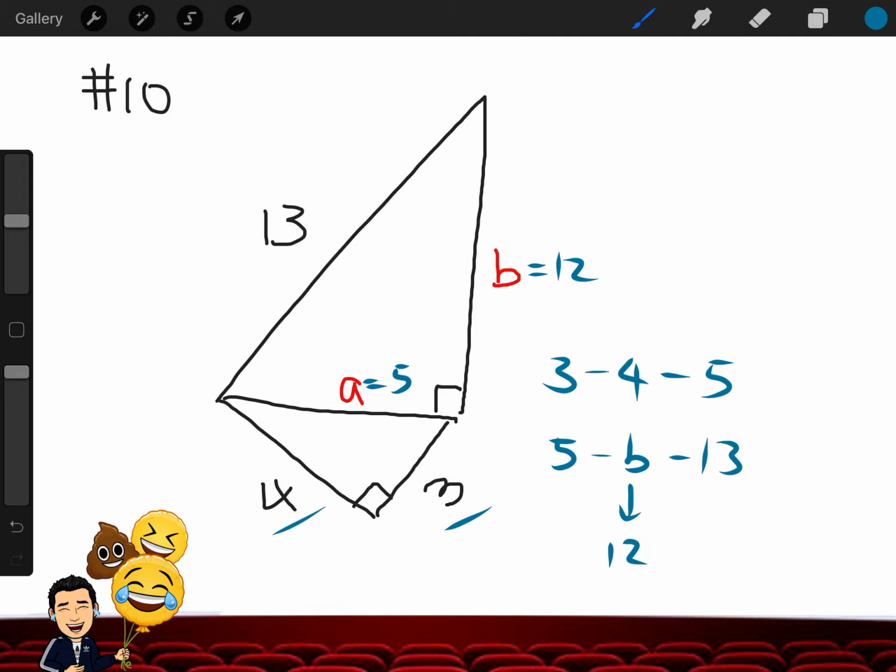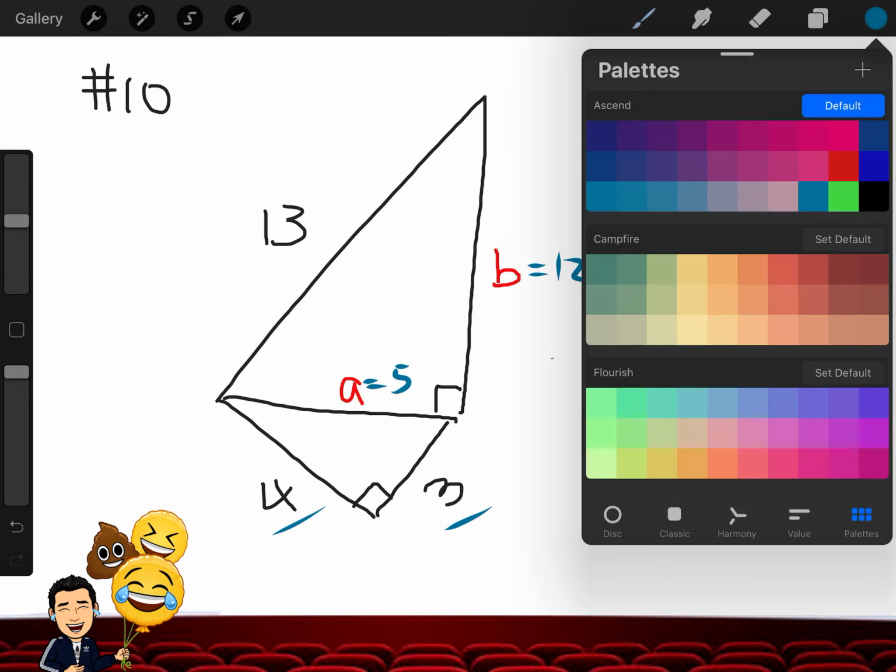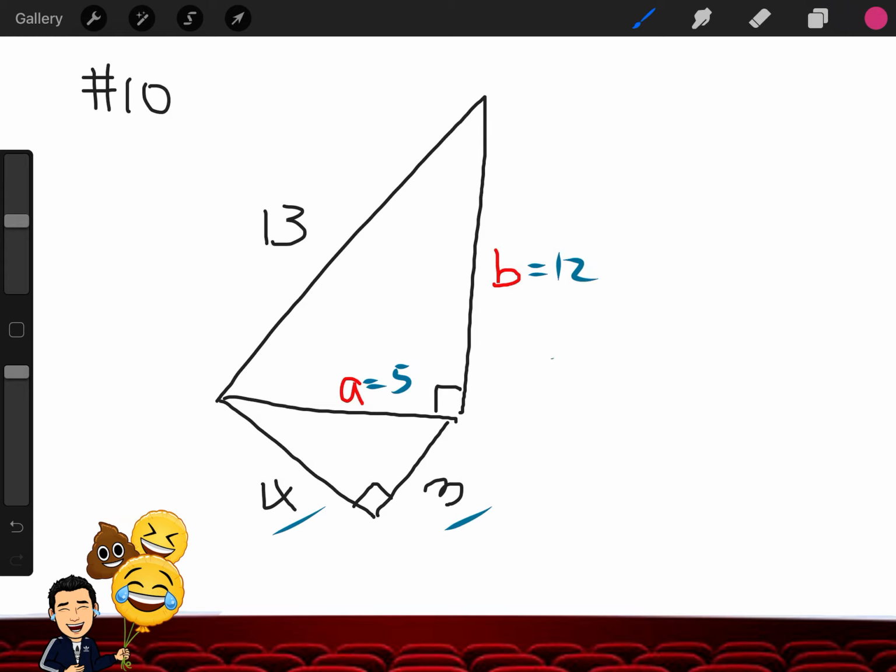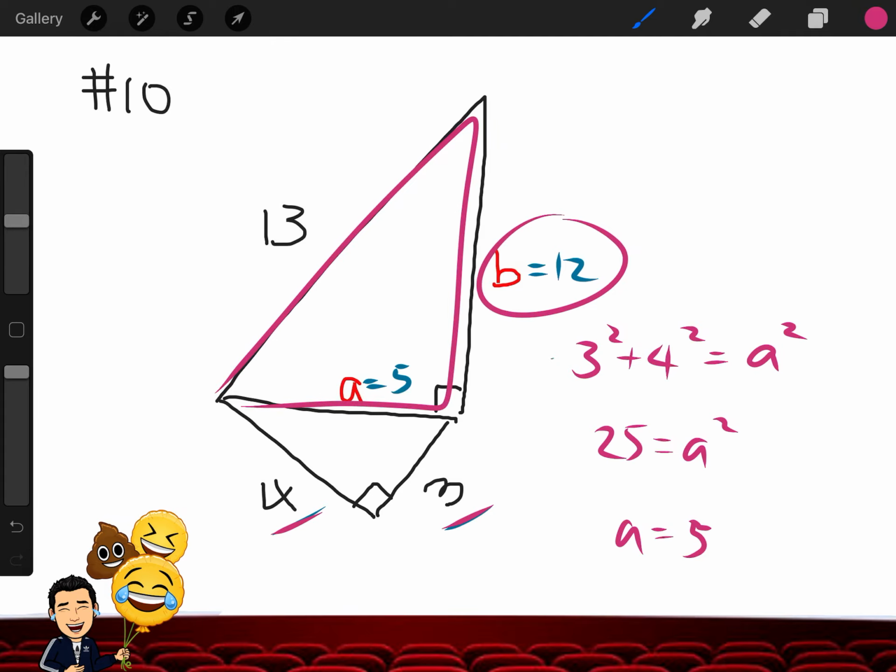If you don't have the Pythagorean triples memorized by heart, what you could do is use the Pythagorean theorem. It's probably better that you understand what the Pythagorean theorem is. So 3 and 4, and how do you get 5? You use 3 squared plus 4 squared equals a squared. Then just add them up, so that would be 25 equals a squared, and then a equals 5. You can do the same thing for the larger right triangle and find out that b equals 12.